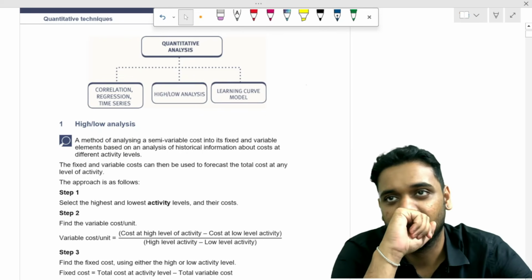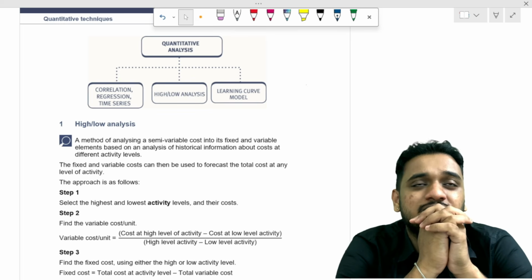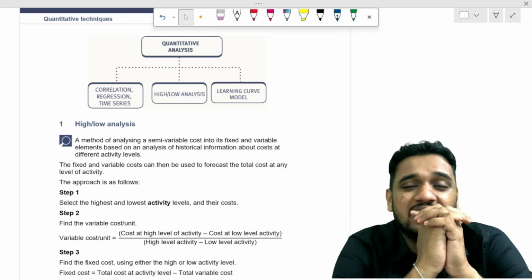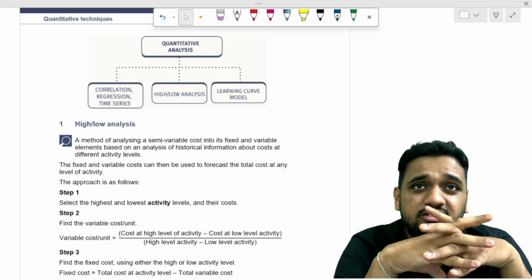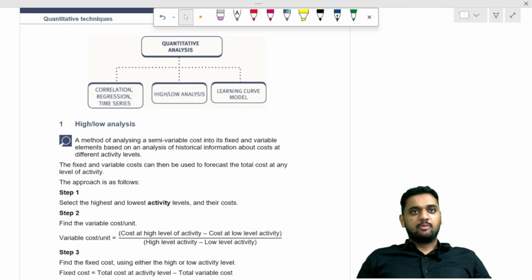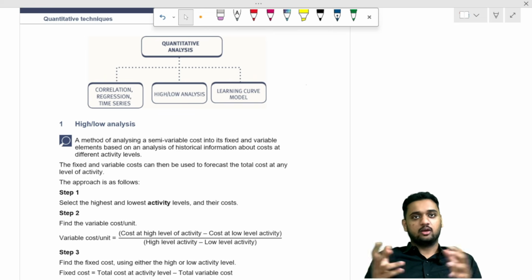Fixed cost. In the first method, we are going to find the fixed cost. You tell me, if I produce 10 units, my cost is 120. If I produce 12 units, my cost is 140. What is my fixed cost?